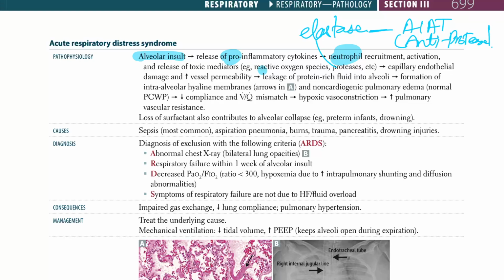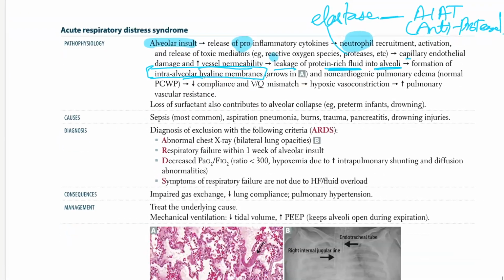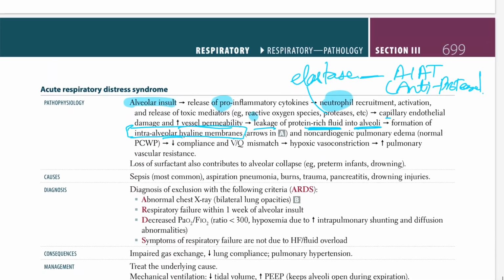Okay, moving on, which is capillary endothelial damage. It will occur. It causes increase in vessel permeability, causes leakage of protein-rich fluid into alveoli, leading to formation of intra-alveolar hyaline membrane. Arrows in A. Look at that. Intra-alveolar hyaline membrane will be seen. Look at this line with the hyaline membrane. I don't know if you can see this, but here. Intra-alveolar hyaline membrane, right?